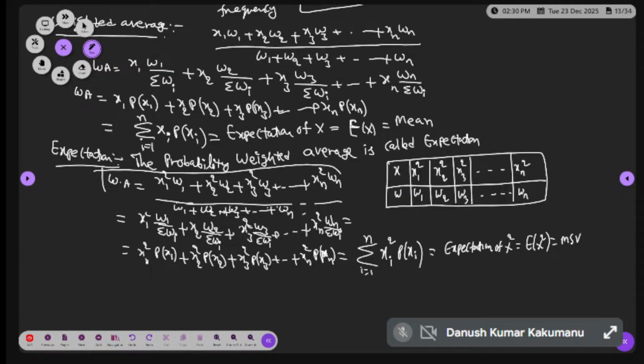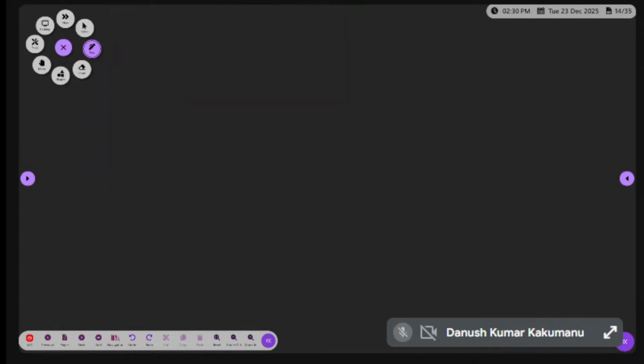In the same way, if you take the cubes of the sample points, what is the result? You will get E of x cube. Cubes if you take, E of x cube. What is E of x? E of x square, E of x cube and so on, E of x power of n.